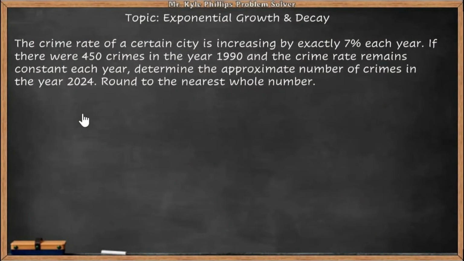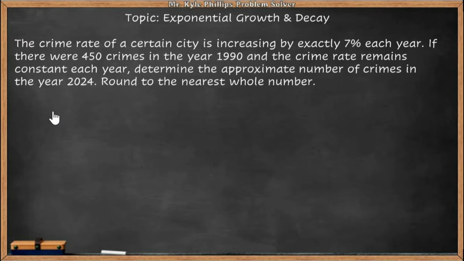Hey everybody, in this video we're talking about exponential growth and decay. In this problem it says the crime rate of a certain city is increasing by exactly 7% each year. If there were 450 crimes in the year 1990 and the crime rate remains constant each year, determine the approximate number of crimes in the year 2024, rounding to the nearest whole number.